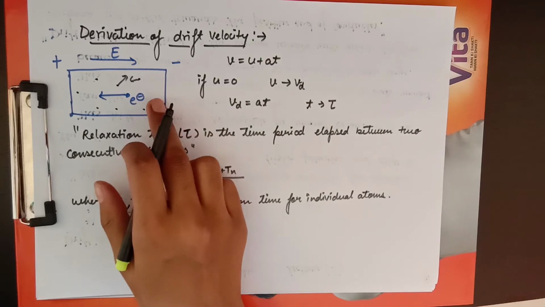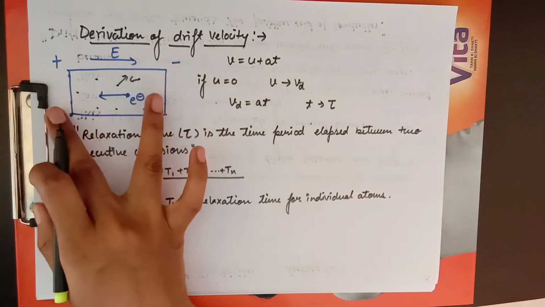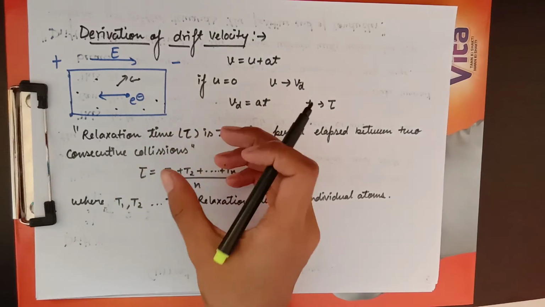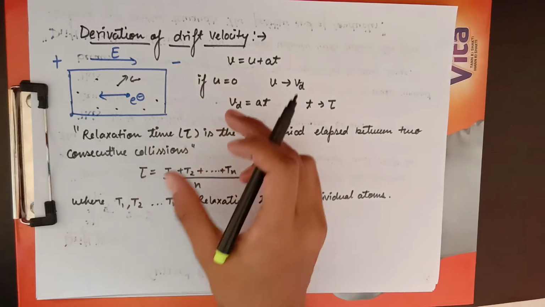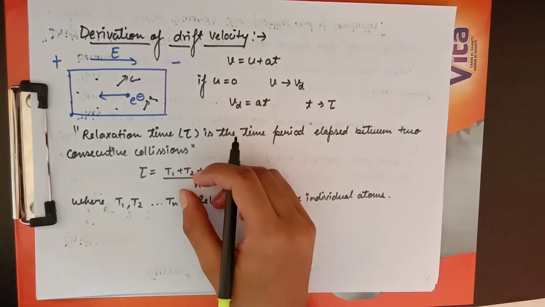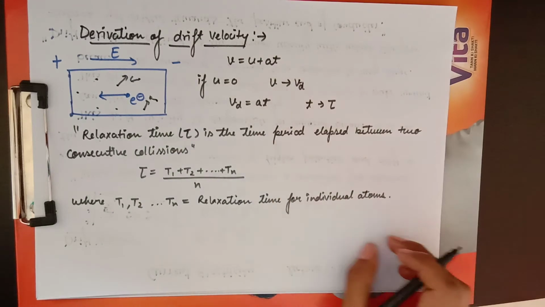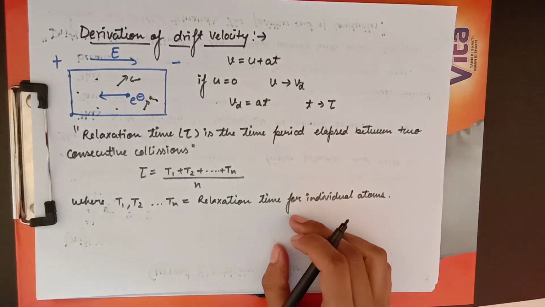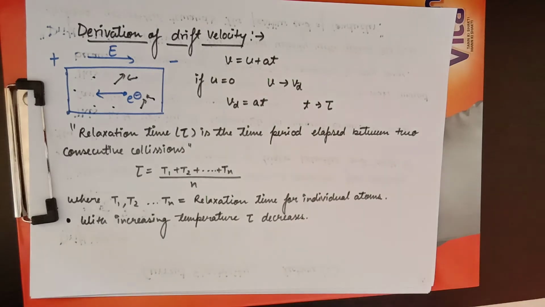You can understand it by this explanation: if I increase the temperature of this conductor, then the number of collisions will be high. As the temperature increases, the mobility of electrons also increases. So as the thermal velocity gets high, the number of collisions increases and the time between two collisions decreases. So resultantly the relaxation time decreases while increasing the temperature. So with increasing temperature, tau decreases.